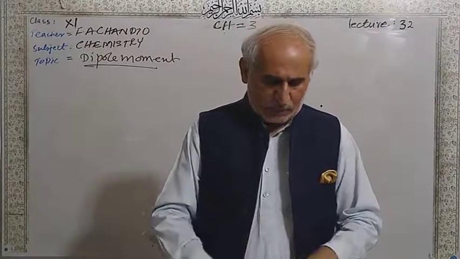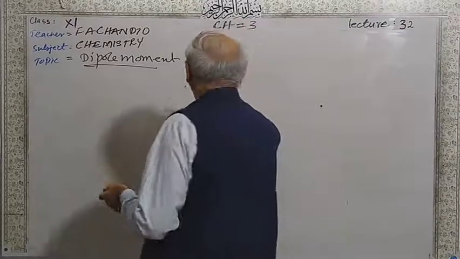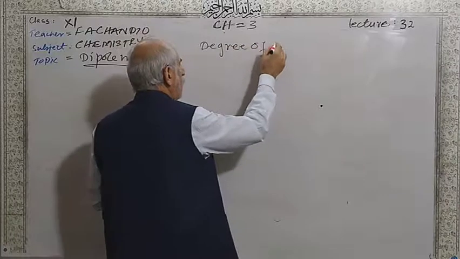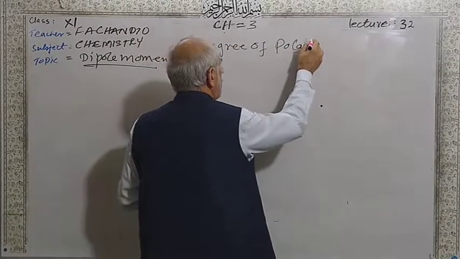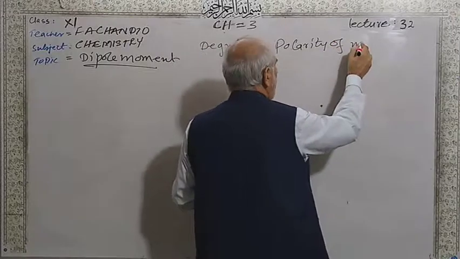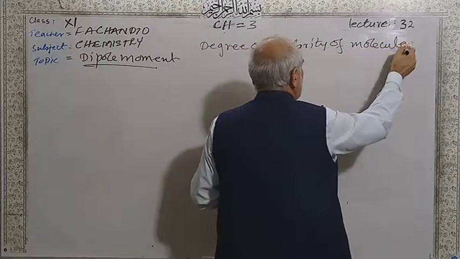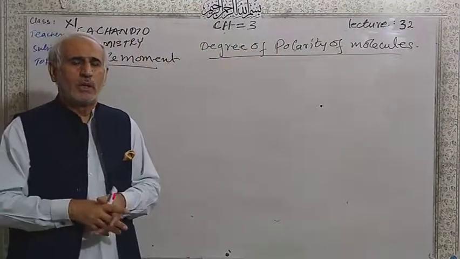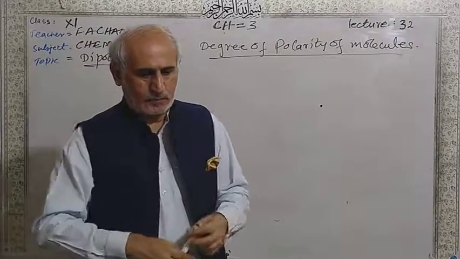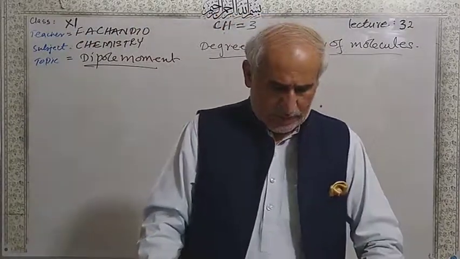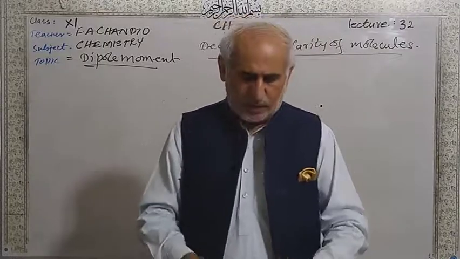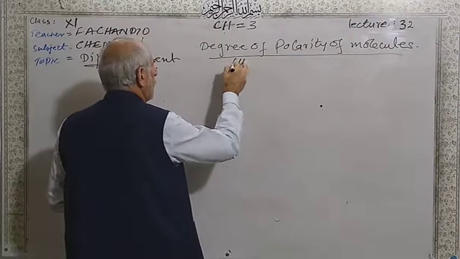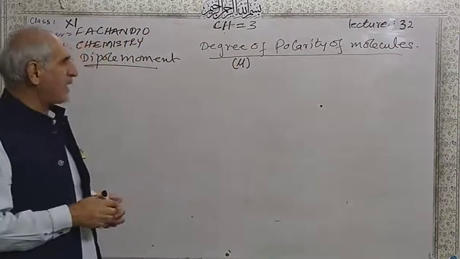Dipole moment explains the degree of polarity of molecules. How much the molecule is polar, and also the angle, maybe structure, determine the degree of polarity of the molecule. It is denoted by mu, the dimension. This is the dipole moment.